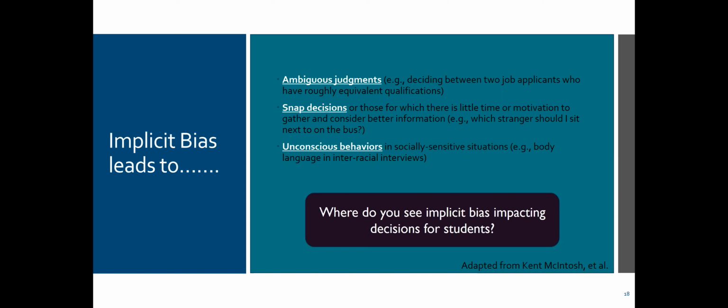And so I want to just highlight that implicit bias is one of those things that everyone has, no matter who they are. And so as you think about the work you do, where do you see implicit bias impacting decisions for students?